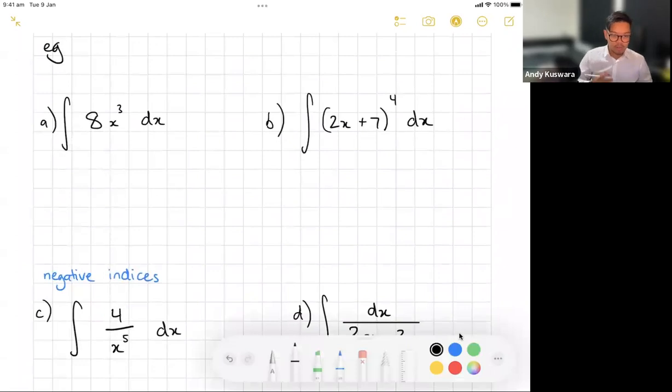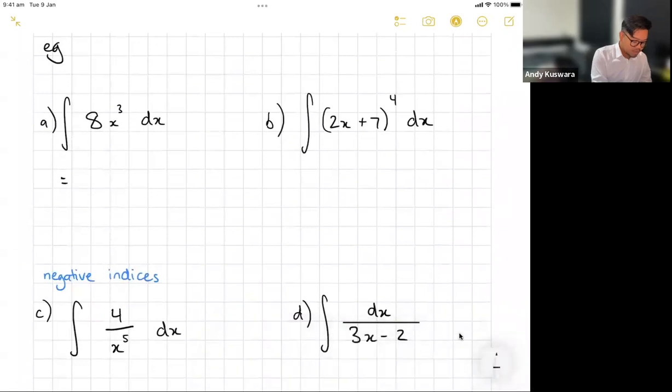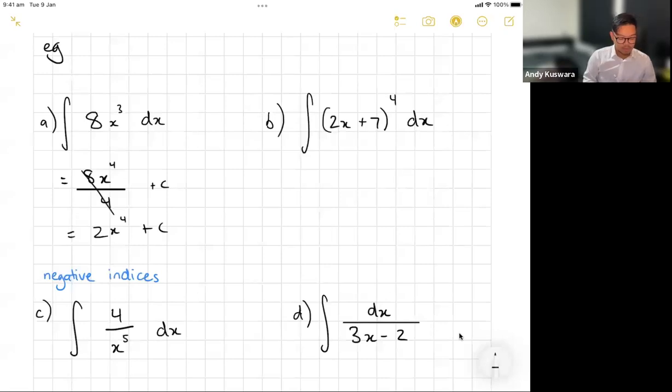Now, integration of 8x cubed dx. This is going to be, all right, 8x. I'm going to raise x to the power of 4. I'm going to divide by that new power plus c. Clean it up a little bit. That becomes 2x to the power of 4 plus c, because I just canceled out the 8 and the 4, or simplified those. Okay. Question B.